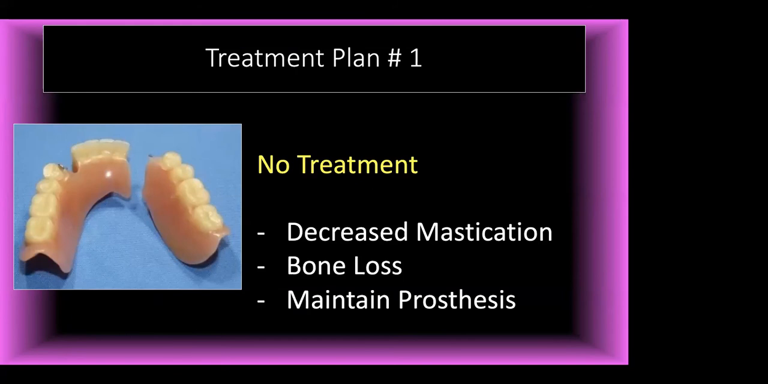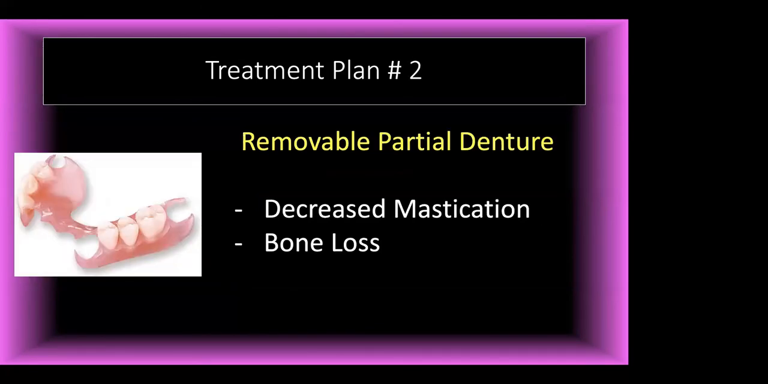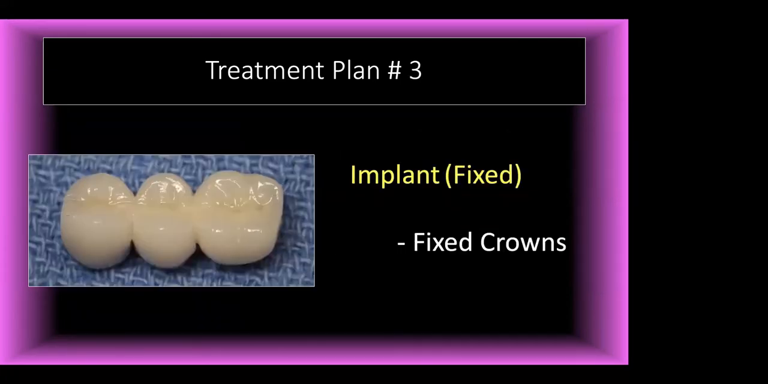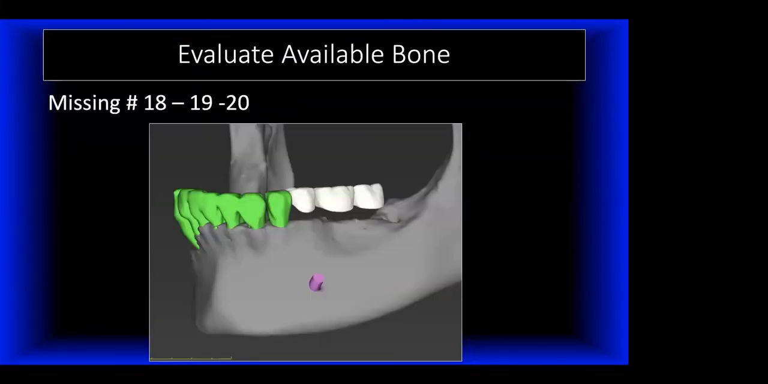So what are our treatment options? No treatment. They can wear their same prosthesis, with decreased mastication, bone loss, and I talked about wearing an old prosthesis and the abutment failures. You can make them a new partial denture, but you have those same problems that I talked about in case 1. Or you can make them a fixed prosthesis. In this case, you can make them fixed crowns with implants, depending on how many teeth you're replacing, and that's what we're going to talk about right now.